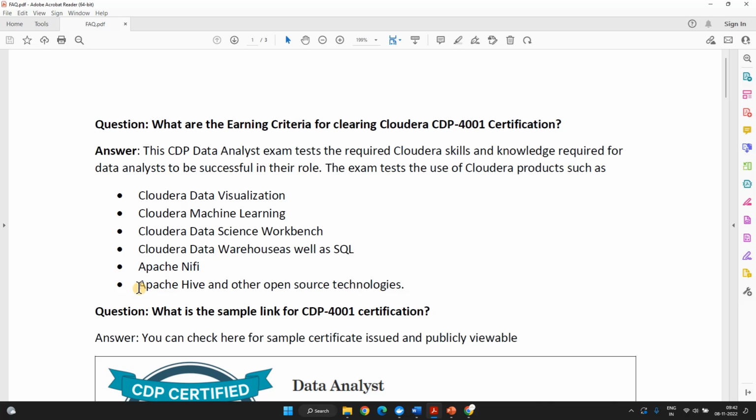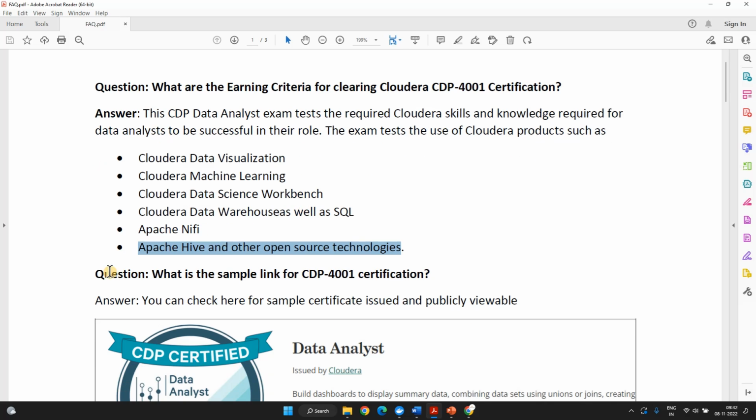Then Apache Hive, which is a very critical component for this certification exam. You should be able to write queries using Apache Hive and Apache Impala. These are the two technologies you need to be well versed in to pass this certification exam. Otherwise, it would be very difficult, because the majority of the syllabus is covered under this topic.